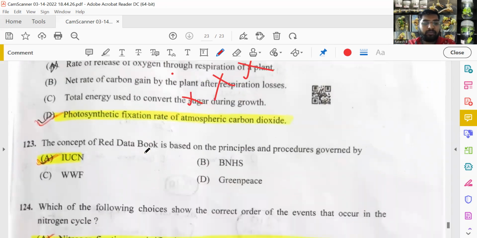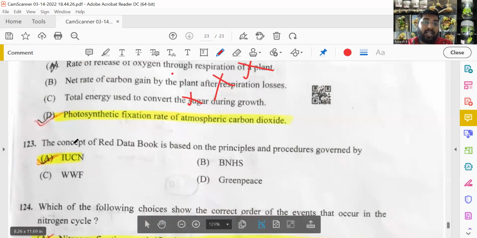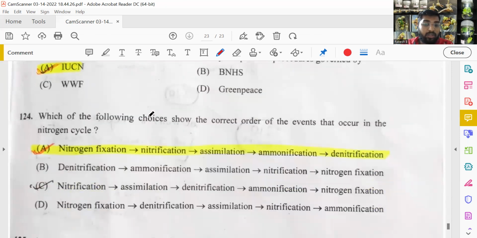The Red Data Book is a book where they list all the animals according to how endangered, vulnerable or extinct they are. It is based on the IUCN. That is very important. Initially it was IUCN with a different expansion, now it is IUCN, the International Union for Conservation of Nature and Natural Resources. So based on this, the Red Data Book is also governed.